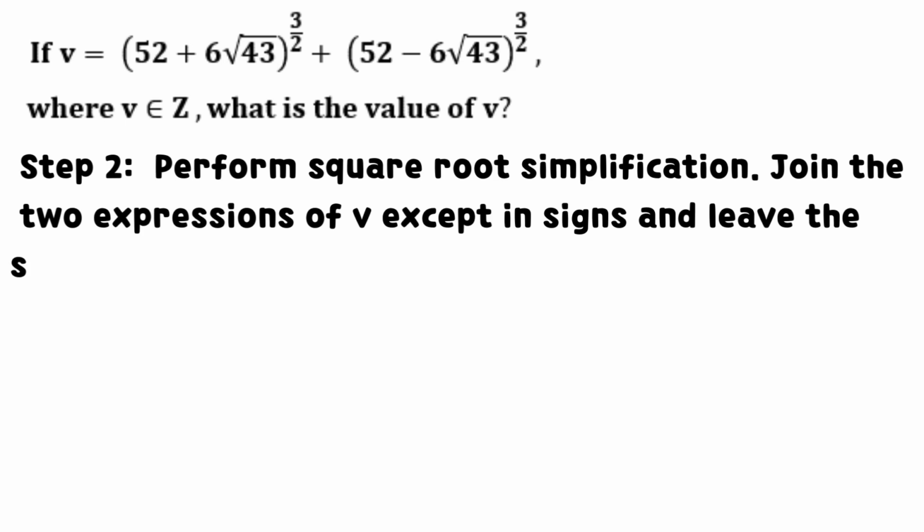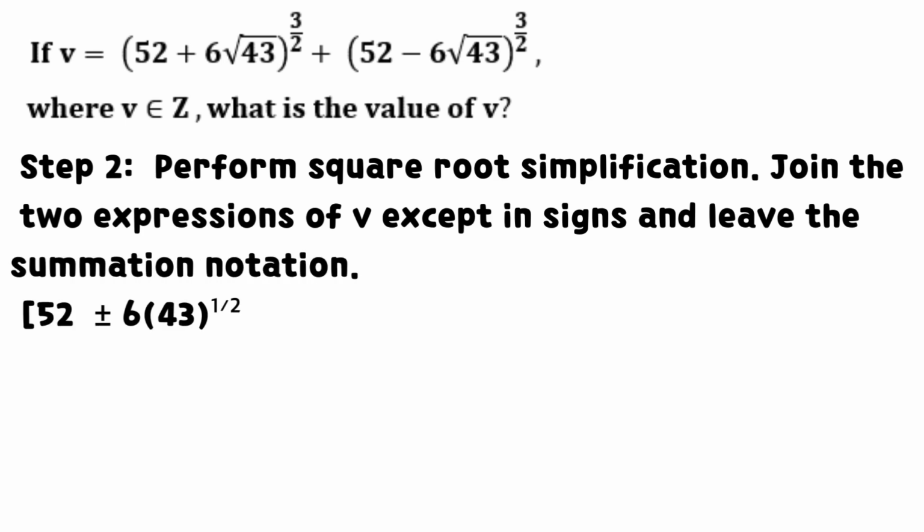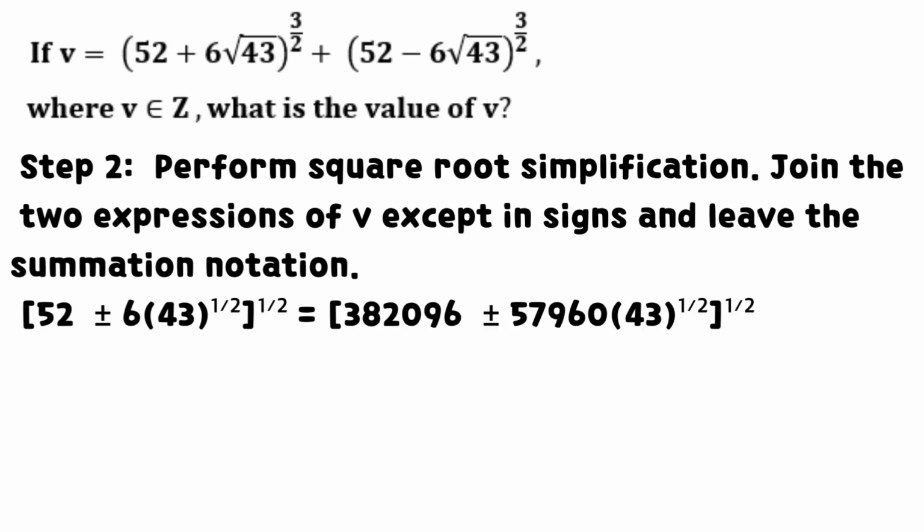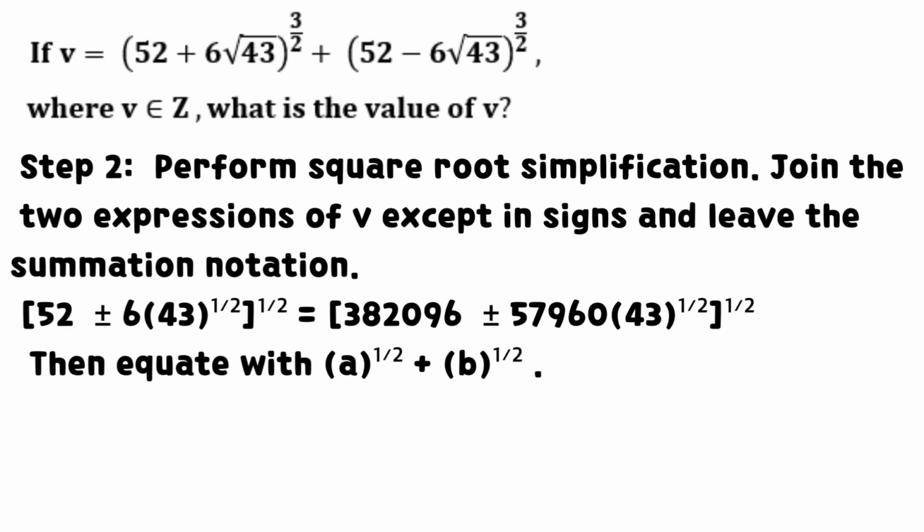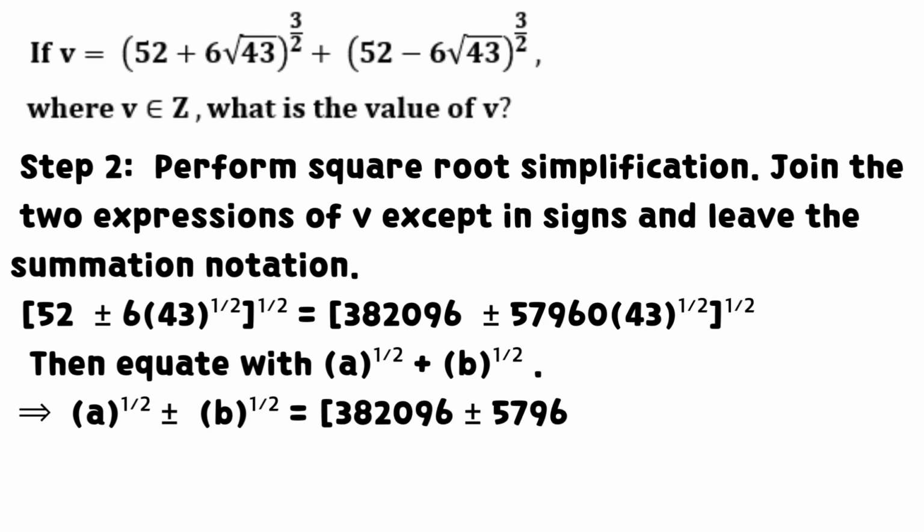Step 2 is to perform square root simplification. Join the two expressions of v except in signs and leave the summation notation as shown on the screen. Then equate to the sum of the square root of a and the square root of b as shown on the screen. This is for the purpose of comparison.